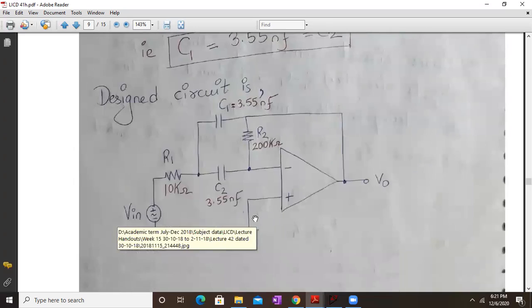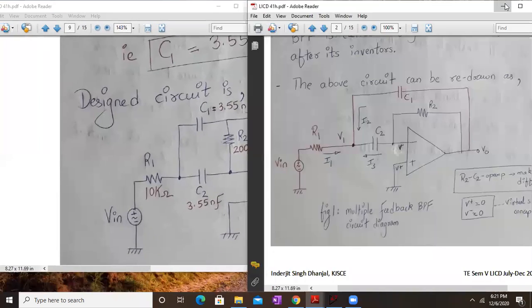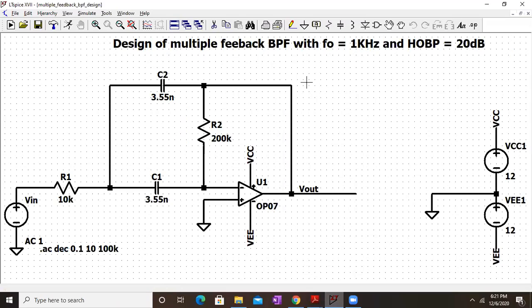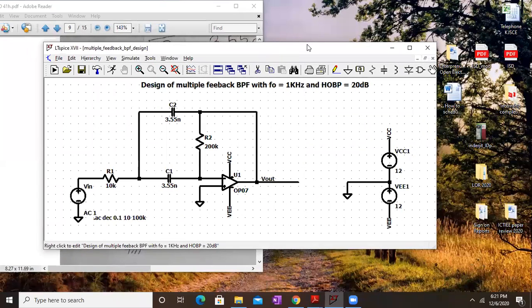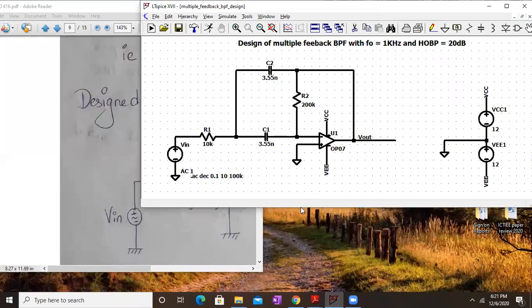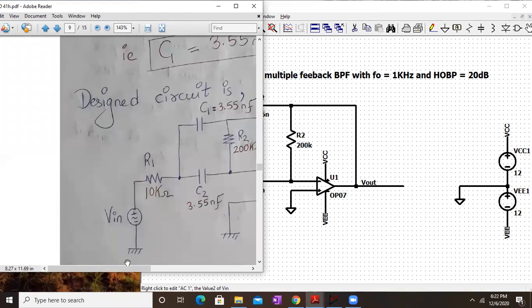Okay, so let us test this circuit in LTspice. Next I will open up the LTspice window. The circuit is already made readily available for your reference. You all can also make that circuit within 2 minutes of your time.